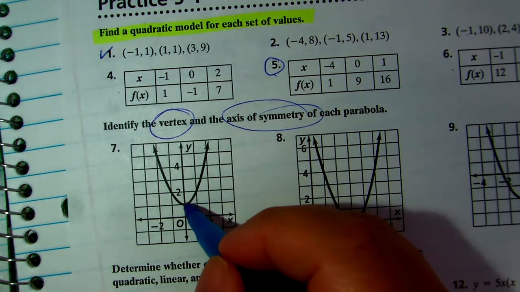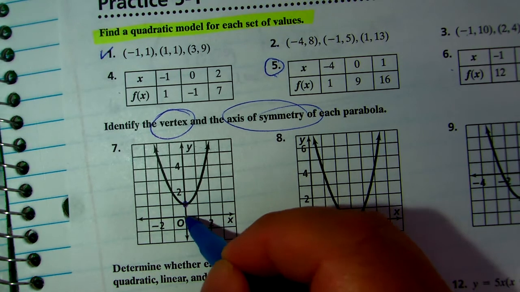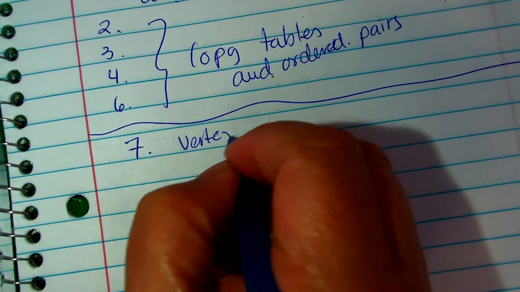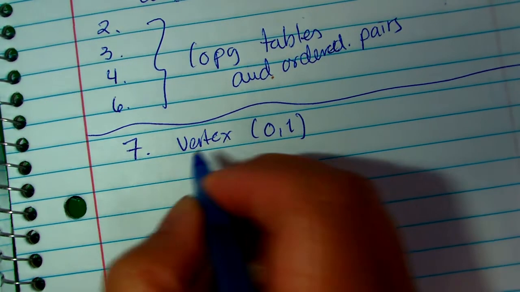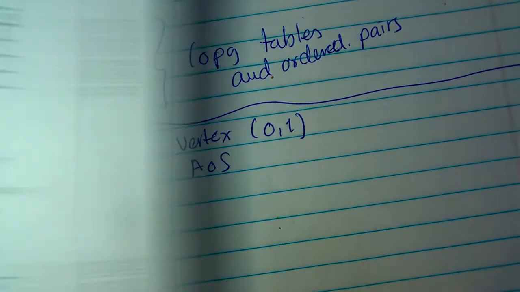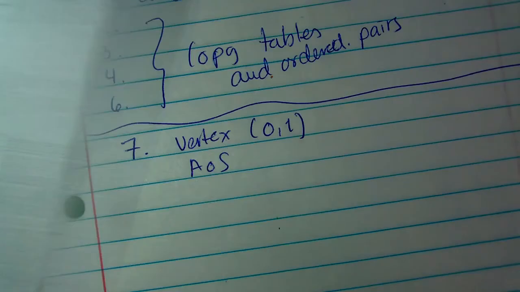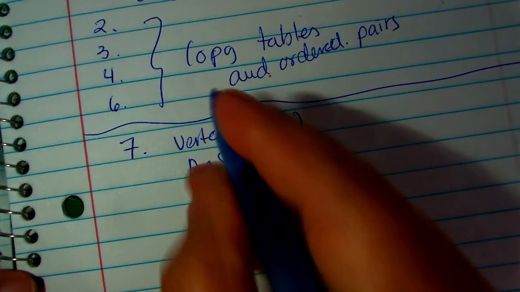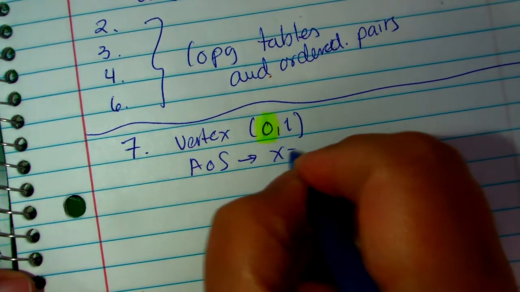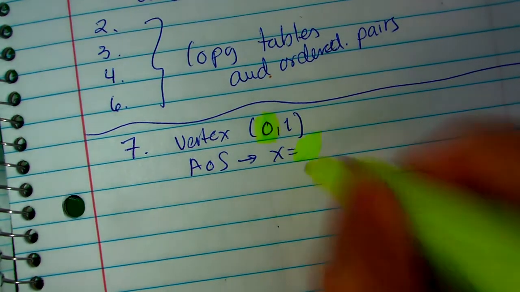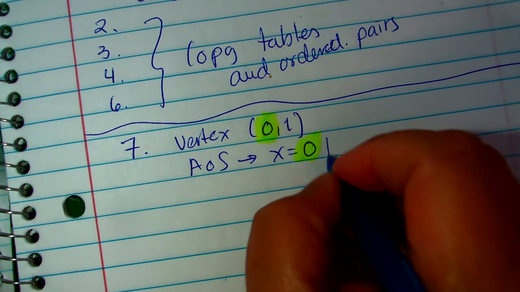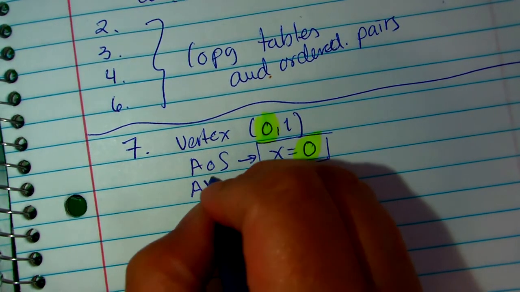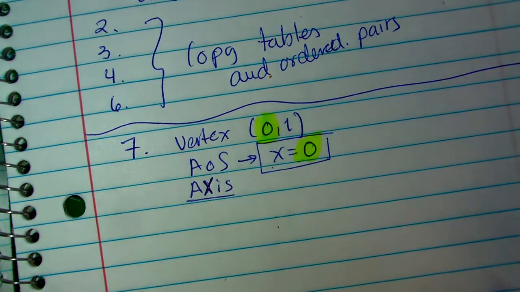The vertex is, I see that it is located where? At 0, 1. So I'm going to put it right here. Vertex is 0, 1. My axis of symmetry, remember what we said? The x-coordinate of the vertex, that's your axis of symmetry, so x equals 0. You have to put it like this, okay? X equals. That's why we call it axis, okay? Axis of symmetry.